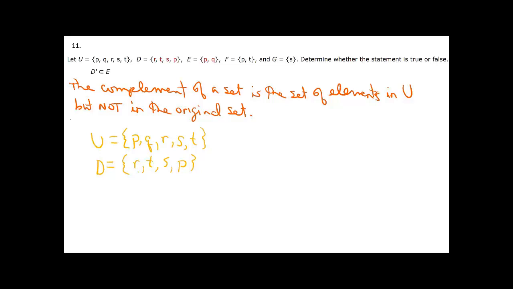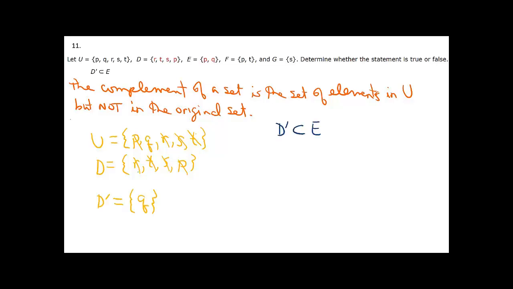D is the set consisting of the elements R, T, S, and P. And comparing that to the universal set, if I cross out all those elements, the R, the T, the S, and the P, I'm only left with the Q. So that means that D complement is the set containing only Q.